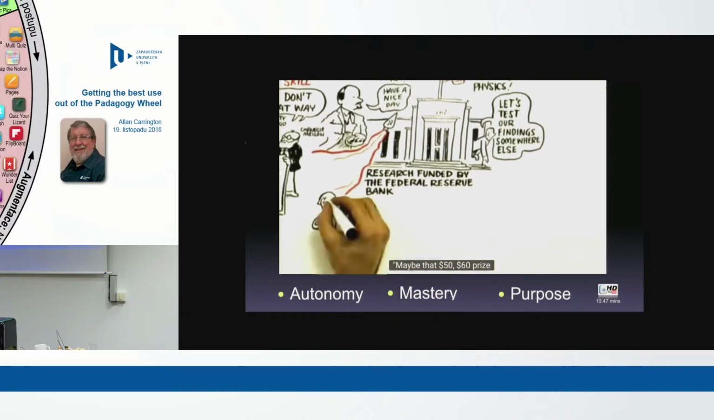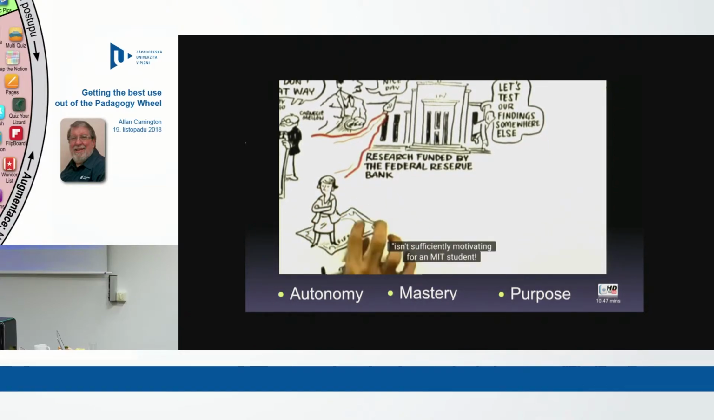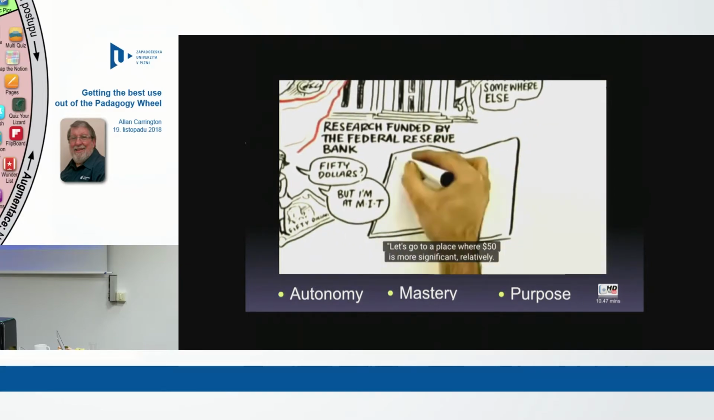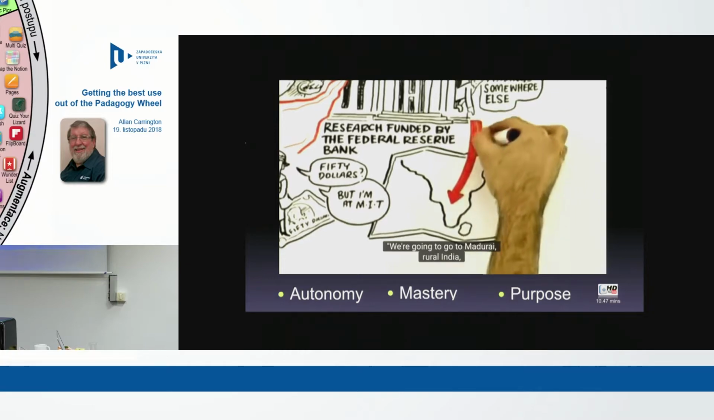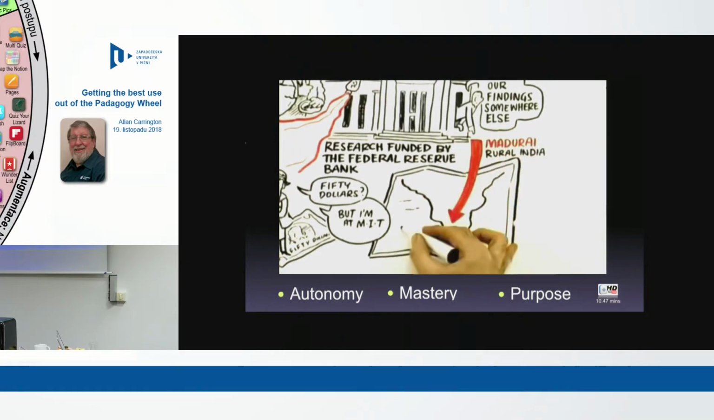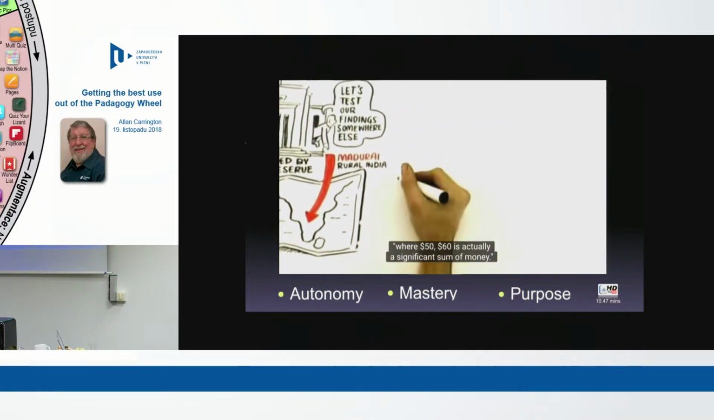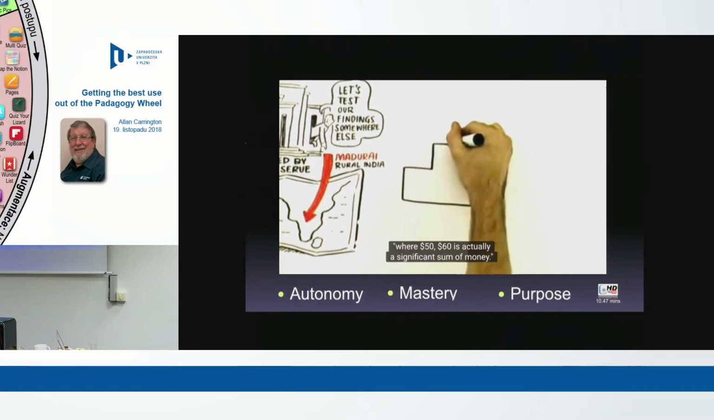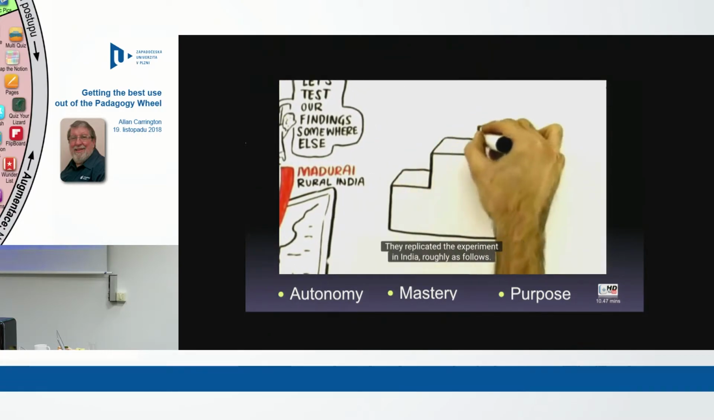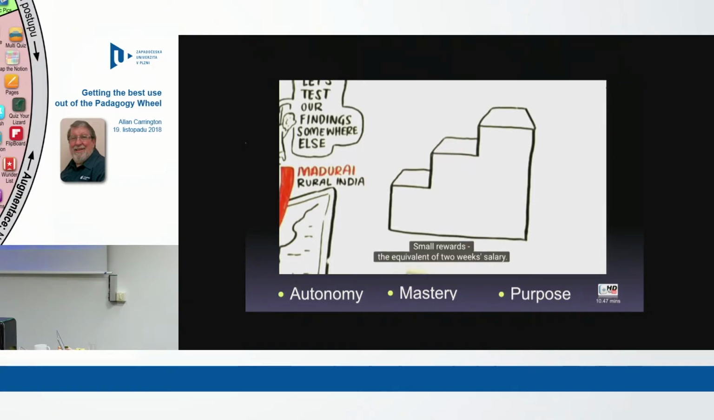Maybe that $50 or $60 prize isn't sufficiently motivating for an MIT student, right? So let's go to a place where $50 is actually more significant relatively. So let's take the experiment to Madurai, India, rural India, where $50, $60, whatever the number was, is actually a significant sum of money. So they replicated the experiment in India roughly as follows. Small rewards, the equivalent of 2 weeks' salary.